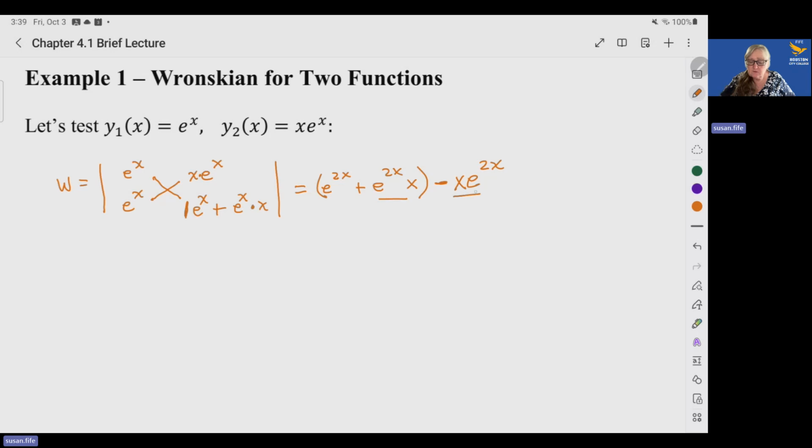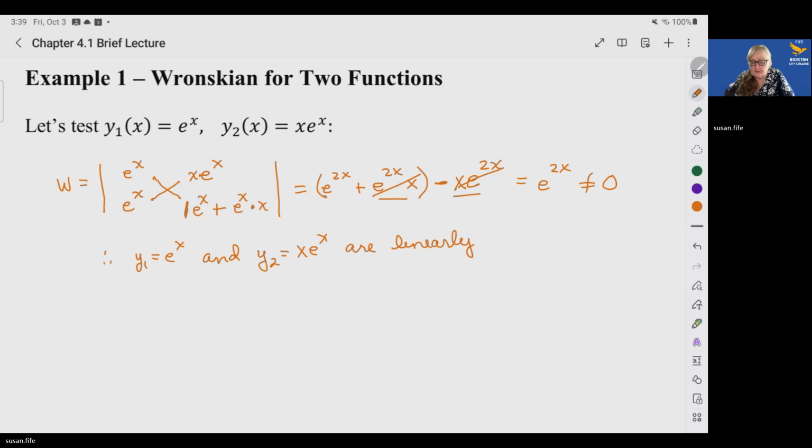And notice that these terms will cancel, leaving me with e to the 2x. So e to the 2x is never equal to 0. This is not equal to 0. And therefore, y1 equals e to the x, and y2 equals x e to the x are linearly independent.